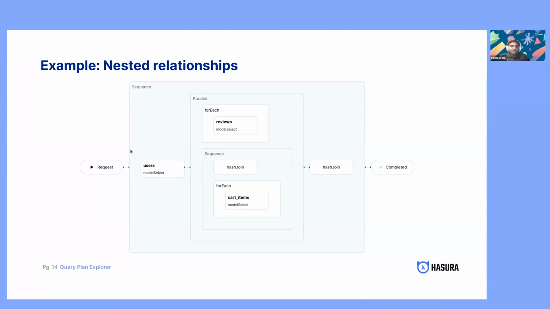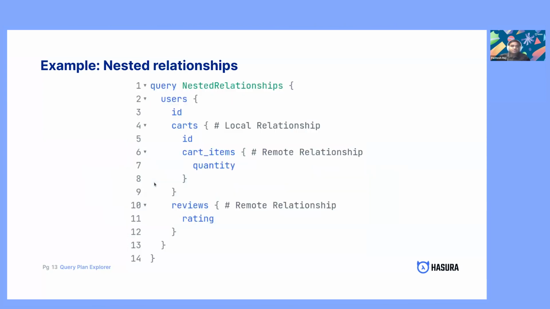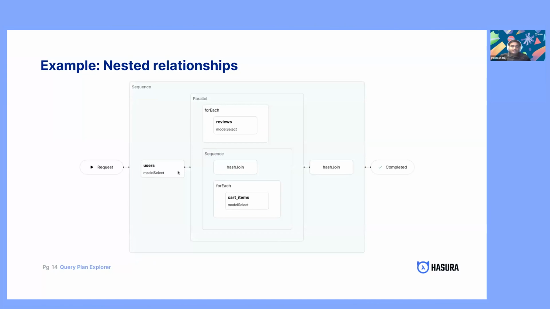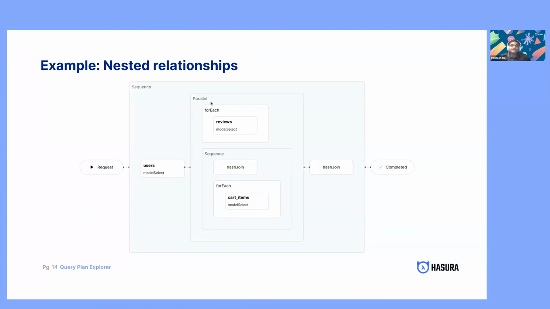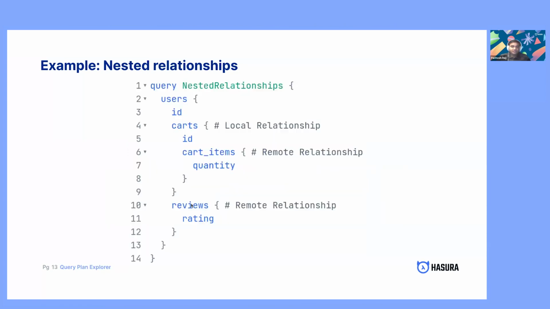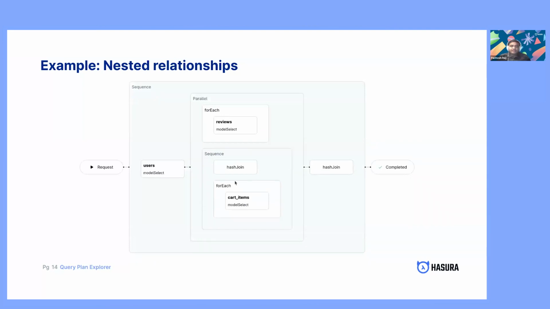Now, the query plan for this looks something like this. First, we need to select data from users because once we have the data from user, then only we can fetch the reviews or cart items. Now, this model select will also be interesting because it will include the data for this local relationship as well. Next, we will do a parallel execution where we fetch the reviews, and also the cart items, and then we will hash join.